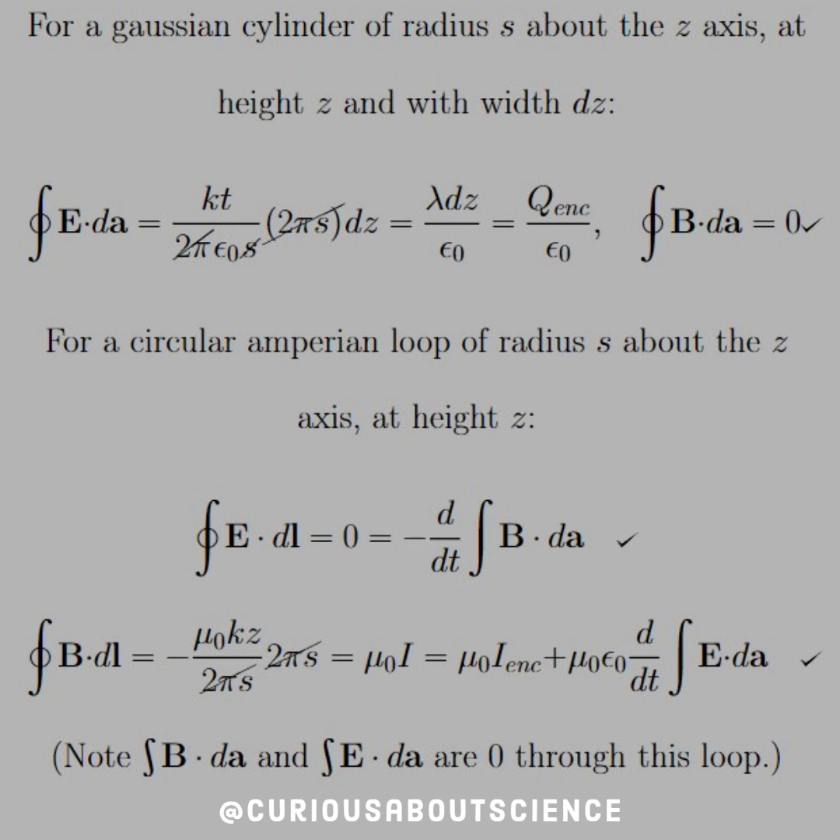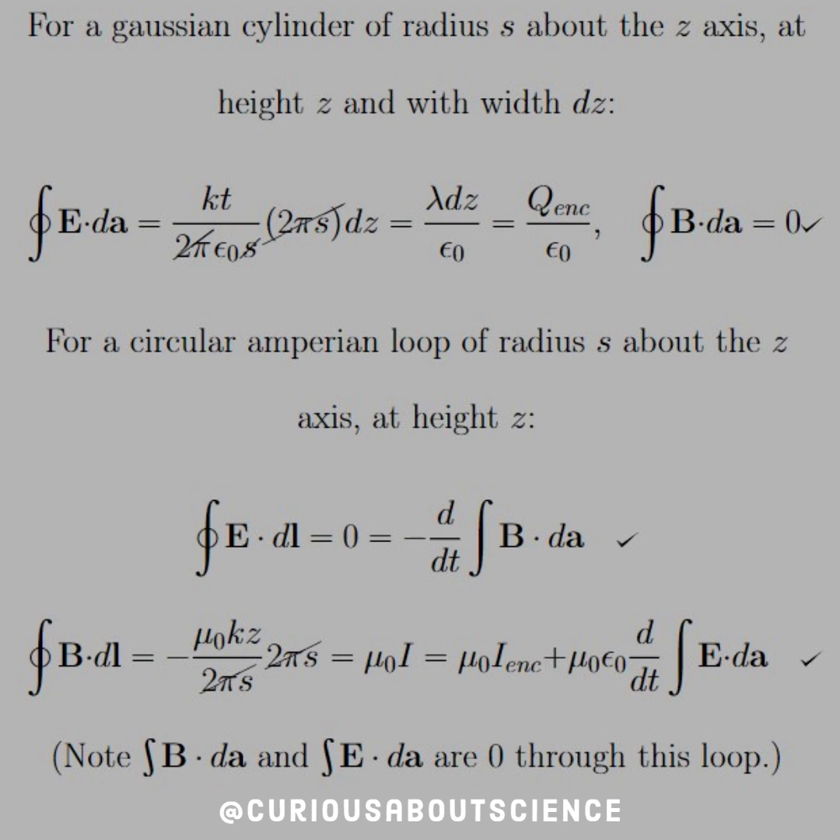For a circular Amperian loop of radius s about the z-axis at height z, E dot dl is equal to 0. Again, they're running in different paths, so the field being orthogonal would lead it to 0 in both cases of E dot dl and B dot dA. And so what we need to show is that this is equal to negative d/dt of the integral of B dot dA, which again, it works out. 0 equals 0. Now, the line integral of B dot dl needs to equal mu naught I, yes, we agree there.